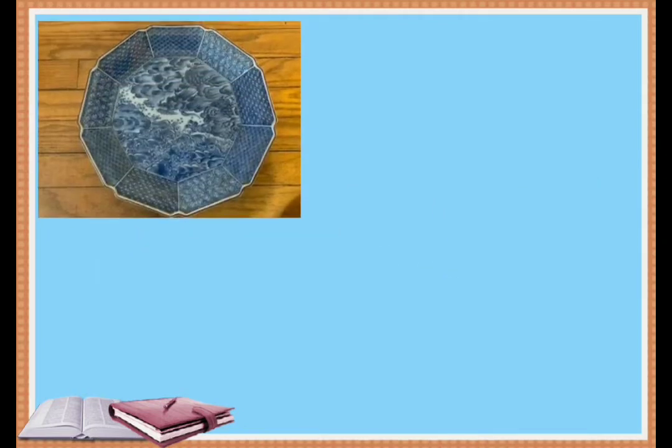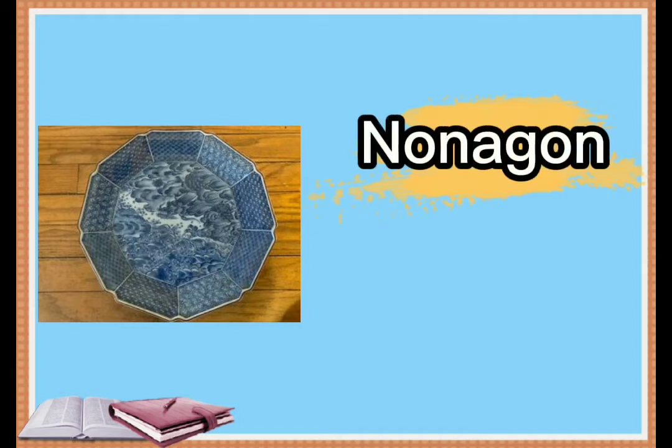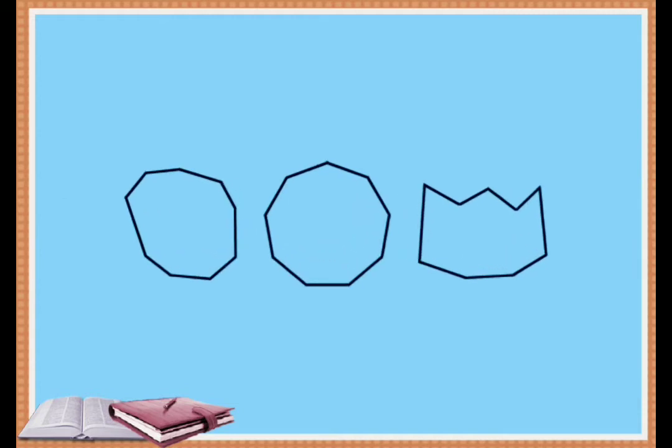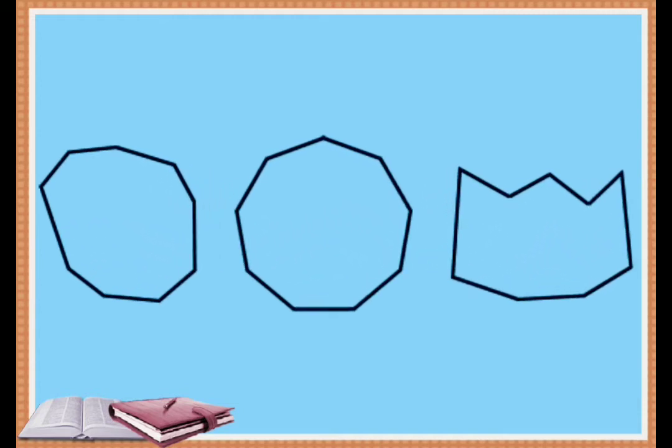Next up, we have here a dish. This object has 9 sides, and a polygon with 9 sides is called a nonagon. A nonagon has 9 sides and 9 angles. Here are other examples of nonagon.